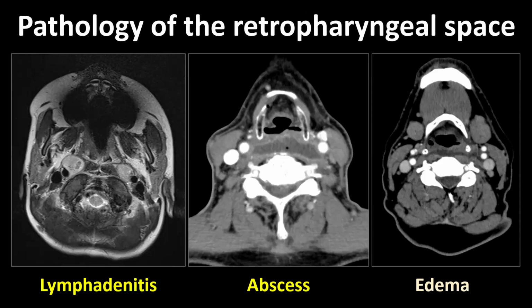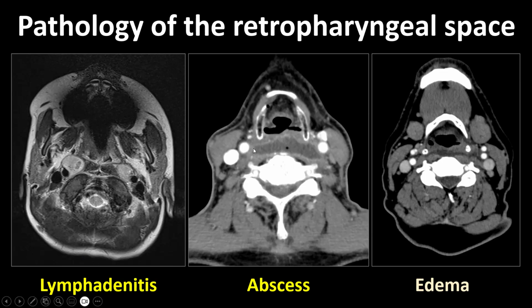Now, what kind of disease entities can we encounter in the retropharyngeal space? Well, basically, we can see three things. We can see enlarged pathological lymph nodes, so lymphadenitis and inflammation of lymph nodes, often secondary to a disease process elsewhere in the head and neck, for instance, a tonsillitis with secondary lymph node involvement in the retropharyngeal space.